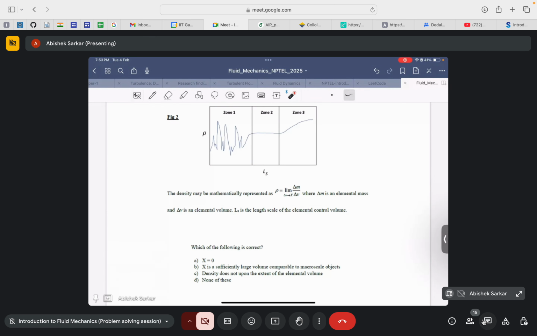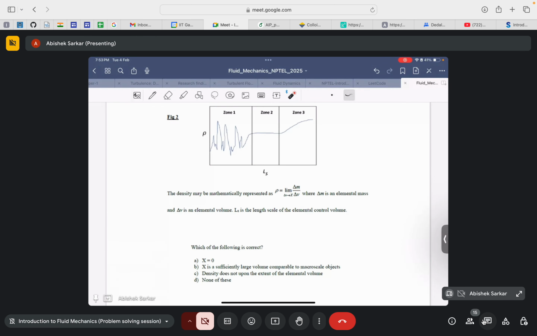Okay, so let me zoom out a bit. Yeah. Question number 8. If I'm not wrong, it is question number 8, right? Yeah. So which of the zones does it signify? If L is less than lambda, the mean free path, which zone does that length scale represent in this graph, figure 2? Again, quite simple. I just discussed it right now. In fact, it's just option B. Zone 2.